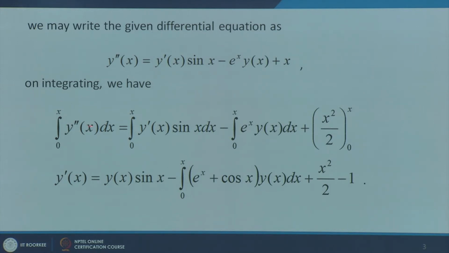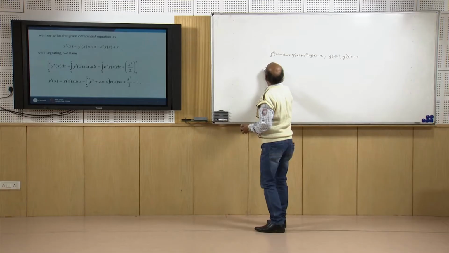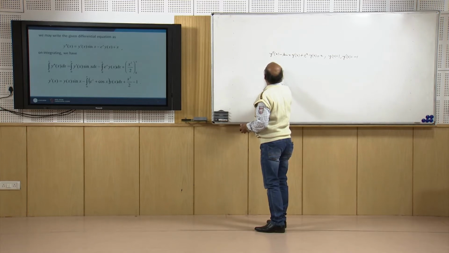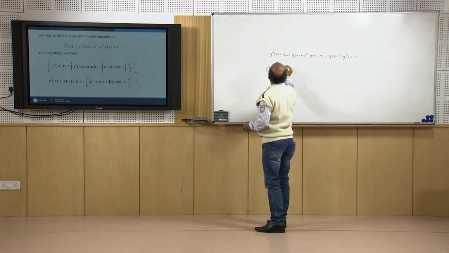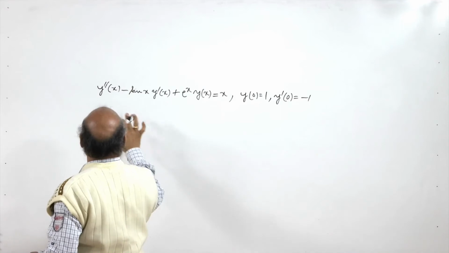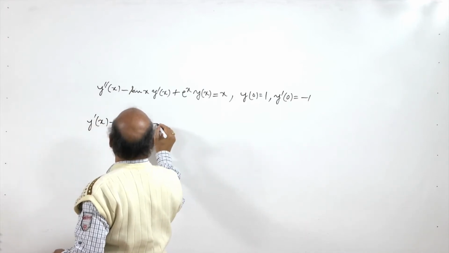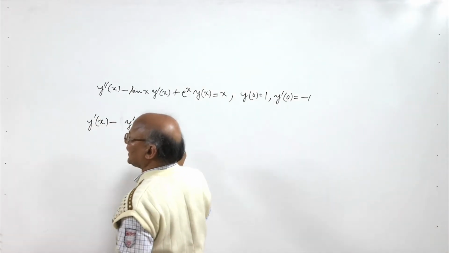So, here when we integrate y double dash x, we get y dash x. The value of y dash at x is y dash x minus y dash 0, and y dash 0 is given to be equal to minus 1. So, the left hand side will be y dash x minus y dash 0.